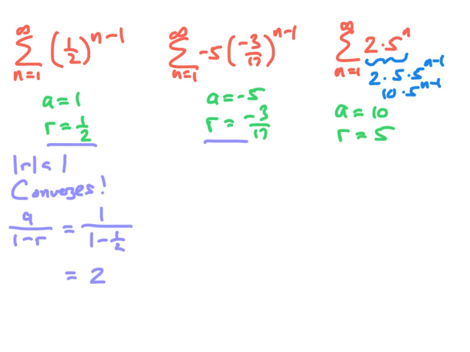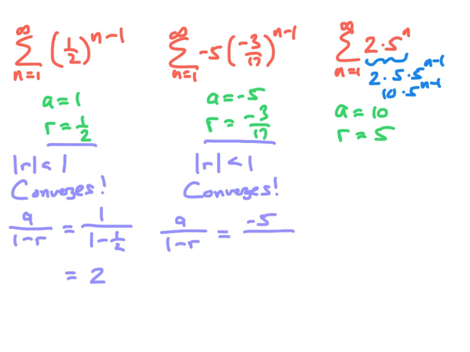Our second series has a ratio of -3/17, and the absolute value of that is 3/17, which is definitely less than 1. And so again, we get a convergent geometric series. The sum here, again, is given by the formula a over 1 minus r. A is -5, and r is -3/17. So we get -5 over 1 minus -3/17. And after all the arithmetic is performed correctly, we get a sum of -17/4. And so here we have a convergent geometric series with a sum of -17/4.